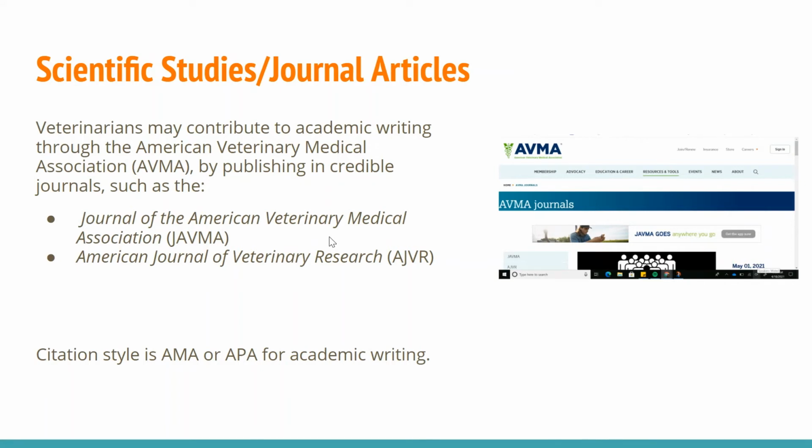Students can find academic studies and even contribute their own articles, once written, to the Journal of the American Veterinary Medical Association, which is the publication of the American Veterinary Medical Association. They can also write to the American Journal of Veterinary Research. Other journals are also associated here. Please note the citation style is AMA or APA.